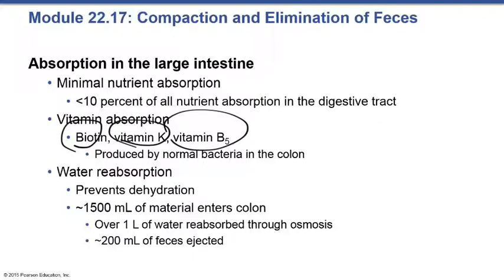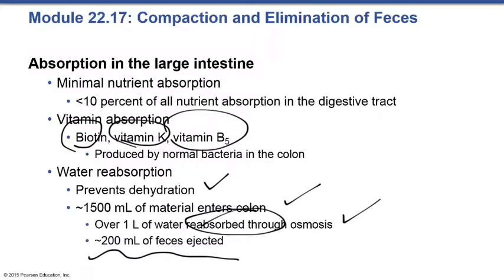There's also the important job of water resorption. This is going to help prevent dehydration. And while about 1,500 mils of material is going to enter the colon, over a liter of that will be reabsorbed as water through osmosis, and the remaining 200 mils or so will be released as feces.